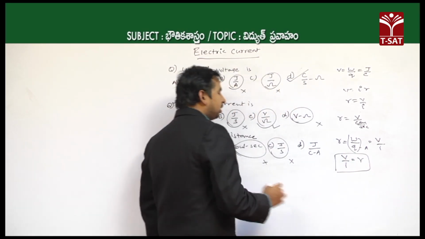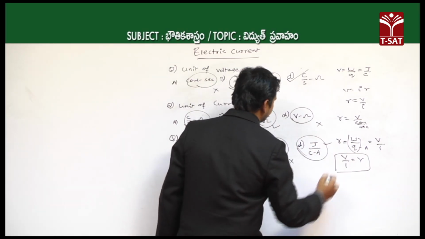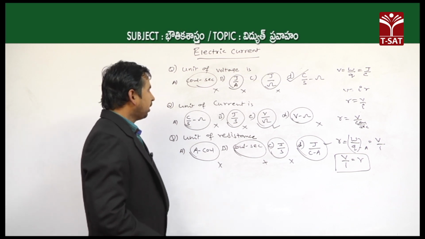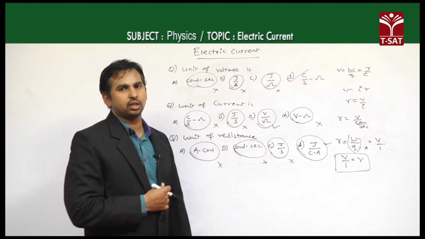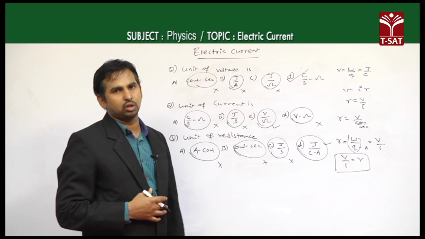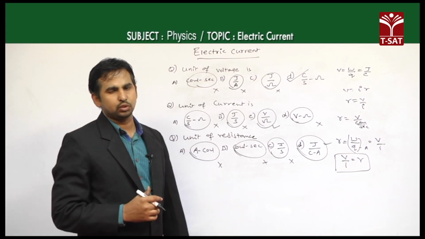So, as R is equal to V by I, the units are going to be J coulomb ampere is the correct answer. Like this, depending on the units they are giving, we have to check which unit is correct for the given physical quantity: for the case of voltage, for the case of current, for the case of resistance.